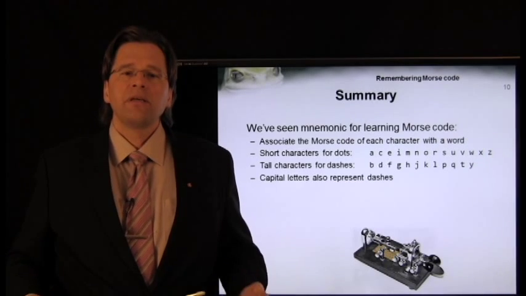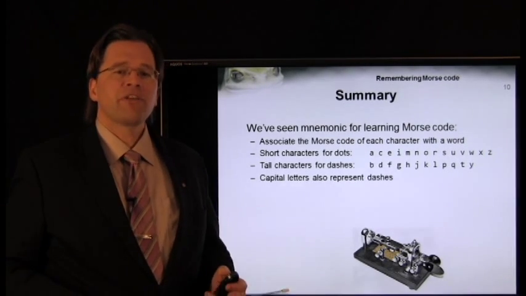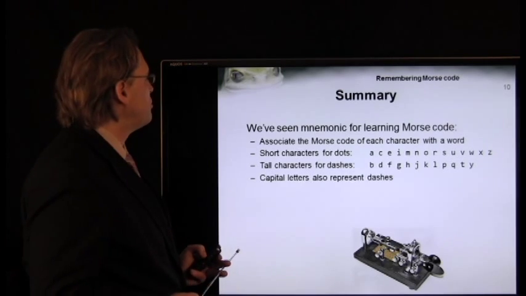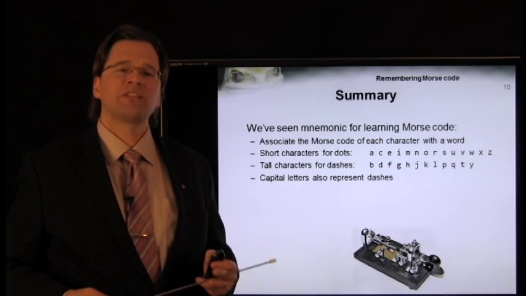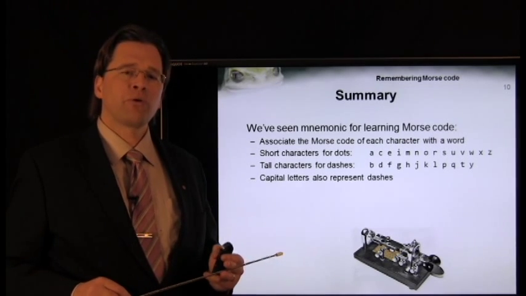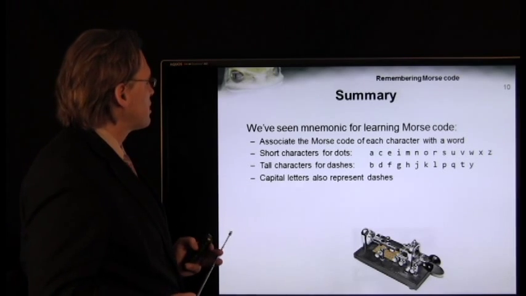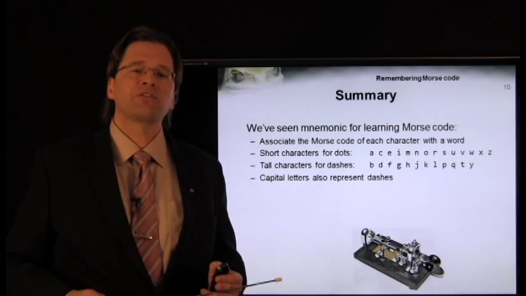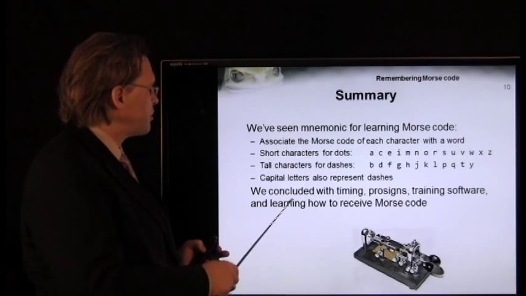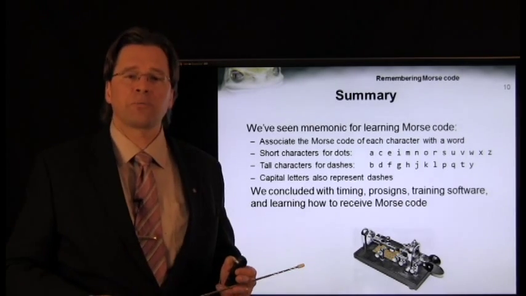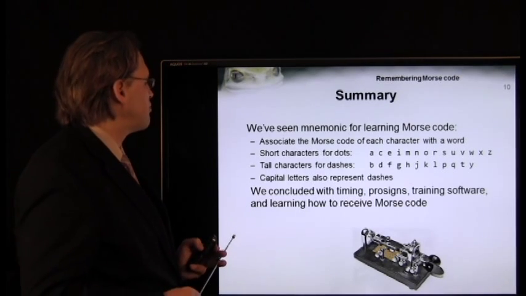All right. This concludes a series of 3 talks on learning Morse code. The first 2 talks introduced a new technique for remembering Morse code by associating each character with either a word or a phrase. In that word or phrase, short characters represented dots, tall characters and capital letters represented dashes. We concluded with other aspects of Morse code, including timing, pro signs or procedure signs, training software, and learning how to receive Morse code.